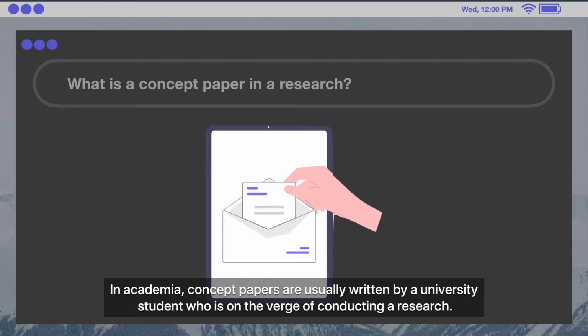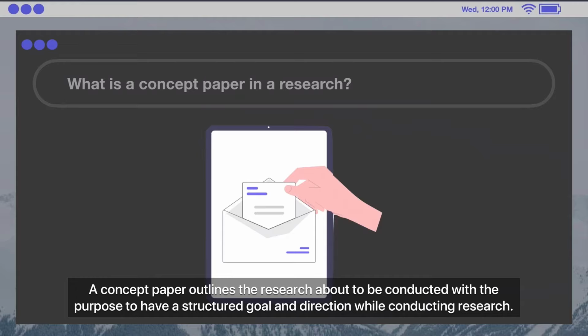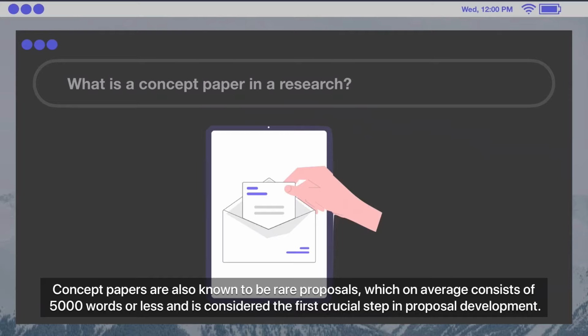In academia, concept papers are usually written by a university student who is on the verge of conducting a research. A concept paper outlines the research about to be conducted, with the purpose of having a structured goal and direction while conducting research. Concept papers are also known as research proposals, which on average consist of 5,000 words or less and are considered the first crucial step in proposal development.